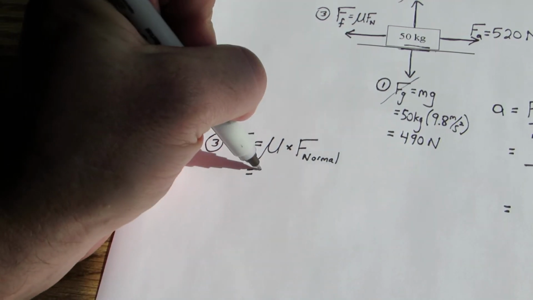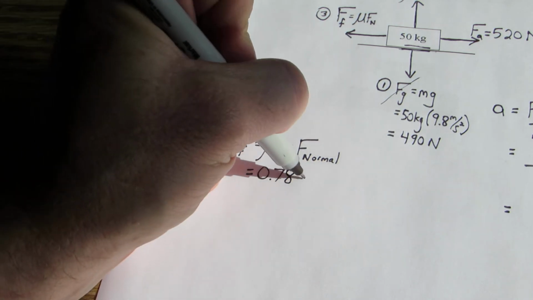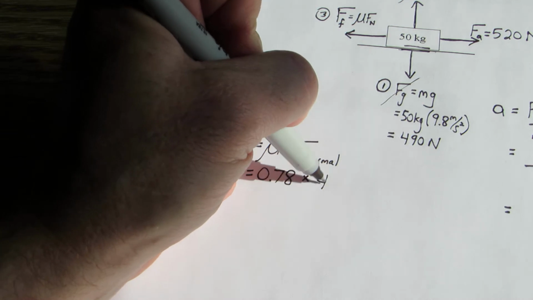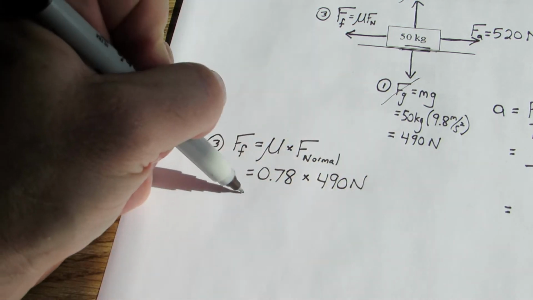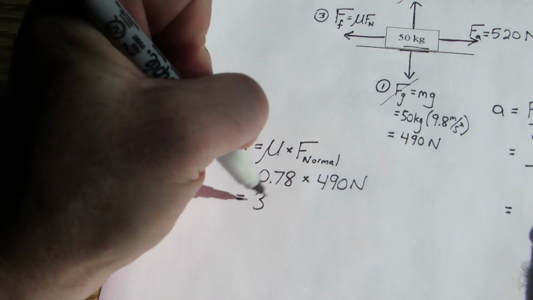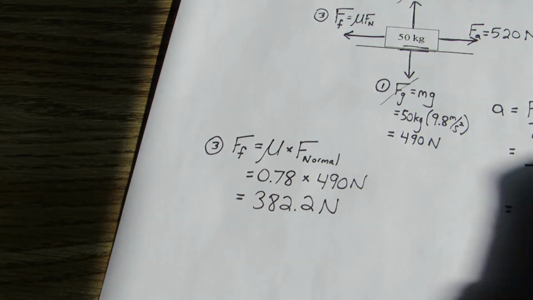Okay, so 0.78, no units. It's just a number, it's just a ratio, it's just a multiplier. And the normal force in this question, 490 newtons. So let's see what we get there. 490 multiplied by 0.78 is 382.2 newtons.